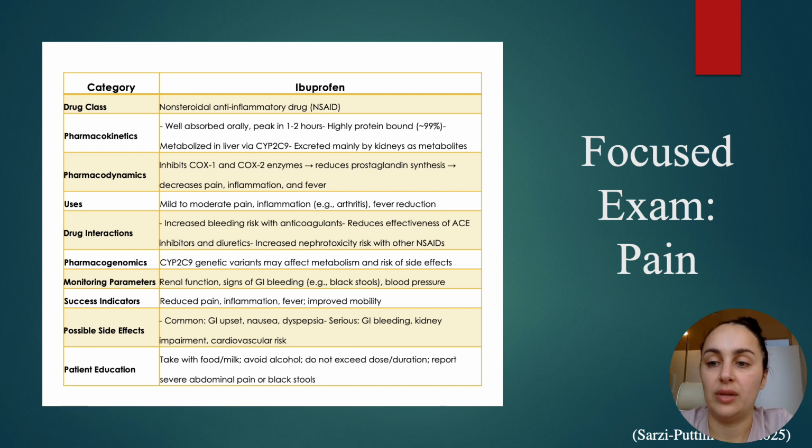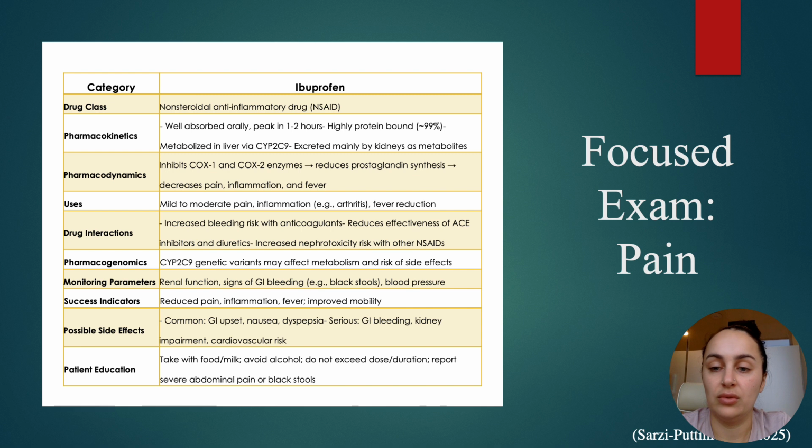The patient was prescribed ibuprofen, which is a non-steroidal anti-inflammatory drug, commonly used to relieve mild to moderate pain, reduce inflammation, and lower fever. It is well absorbed orally, reaching peak levels within 1 to 2 hours. It is highly protein bound in the bloodstream. The drug is extensively metabolized in the liver and primarily excreted by the kidneys. Ibuprofen is frequently used for conditions such as arthritis, headaches, and musculoskeletal pain.